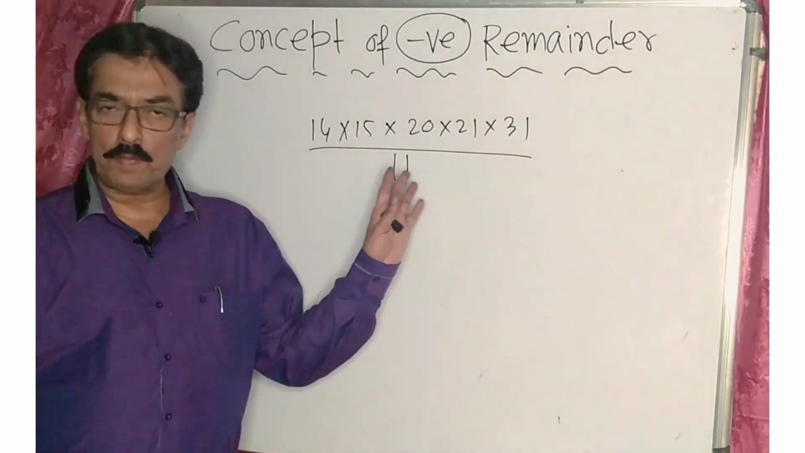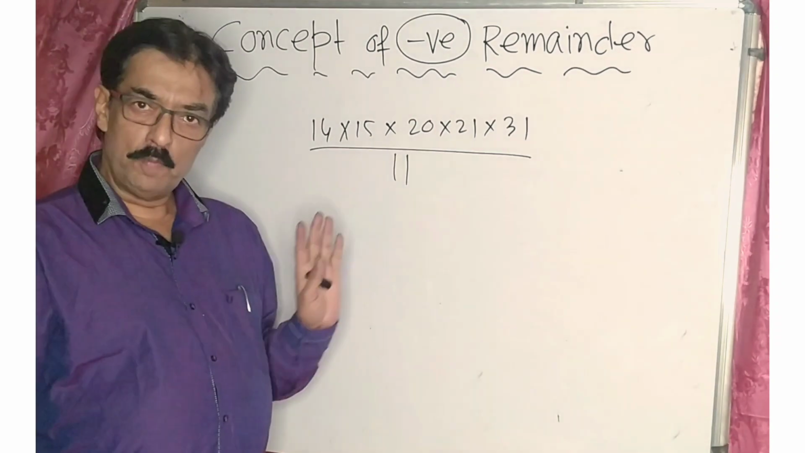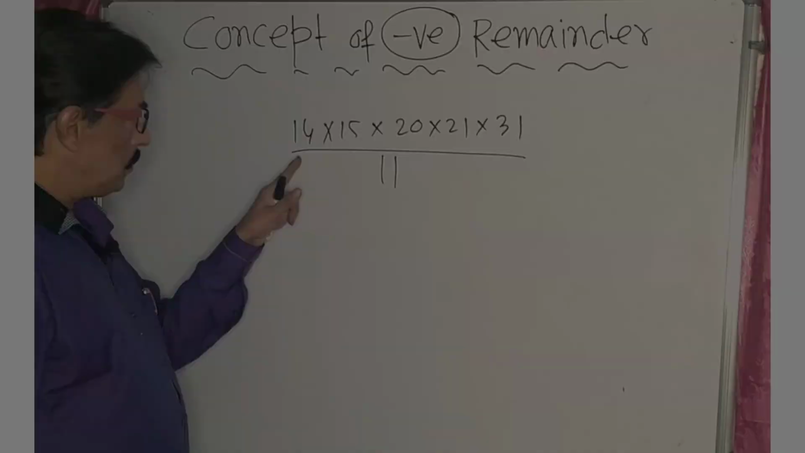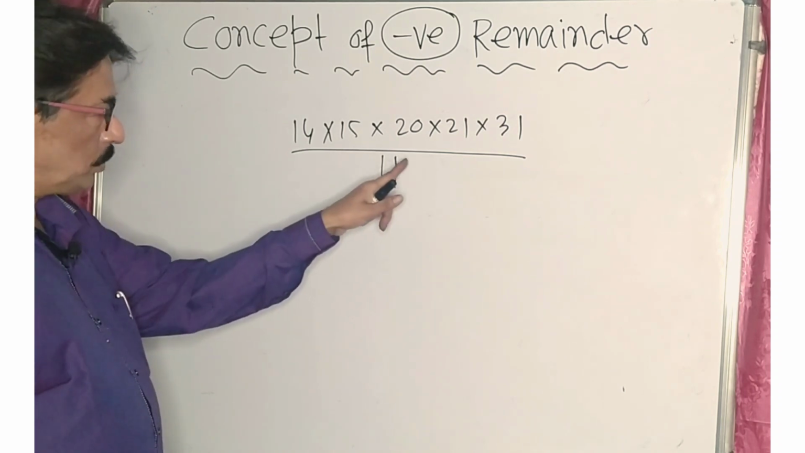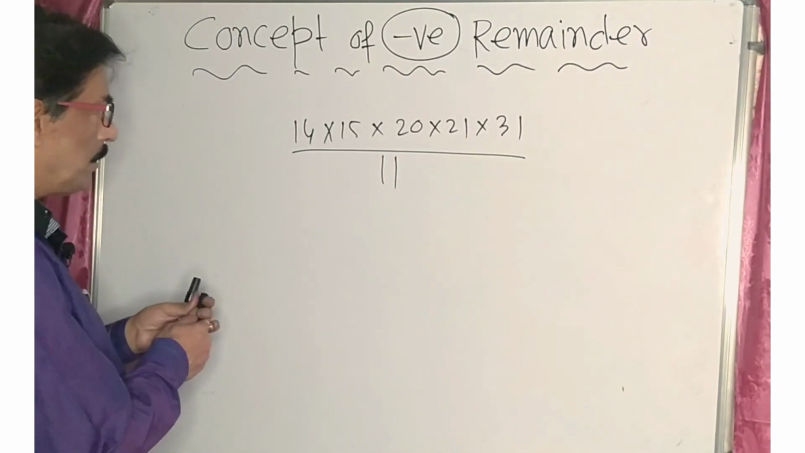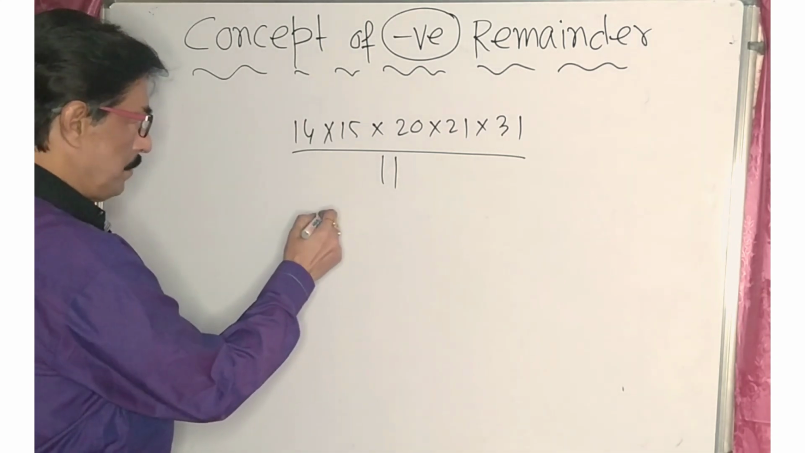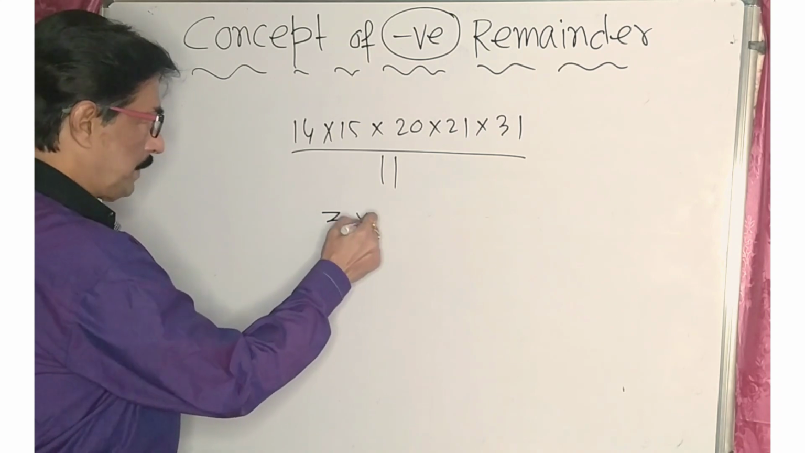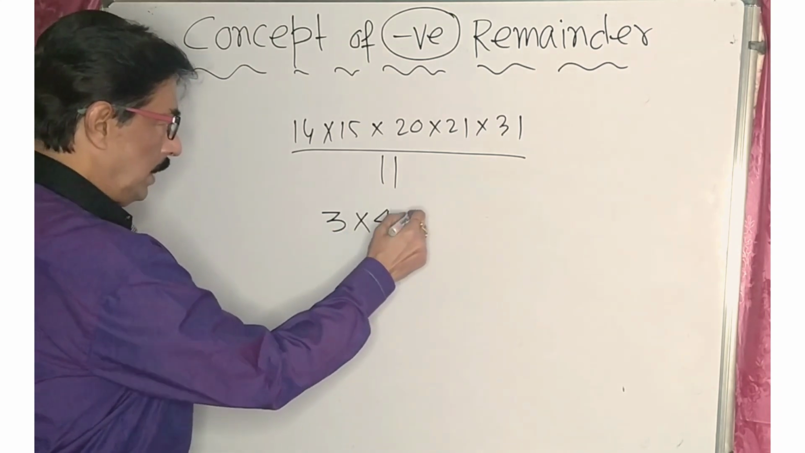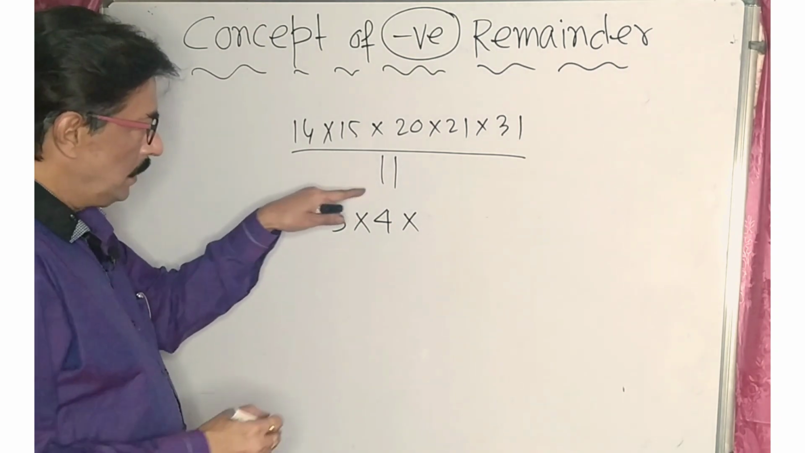Are you a bit confused? Don't worry. I will give you more examples to make it clear. Now 14 into 15 into 20 into 21 into 31 by 11. Now go for the positive remainder. 14 by 11, your remainder is 3. 15 by 11, your remainder is 4. Now 20. Go for the negative remainder. 22. So minus 2.